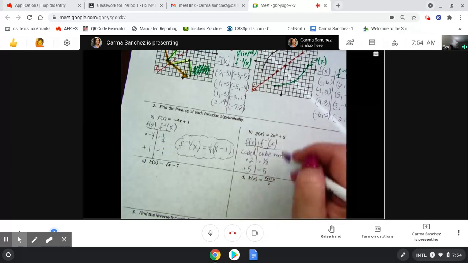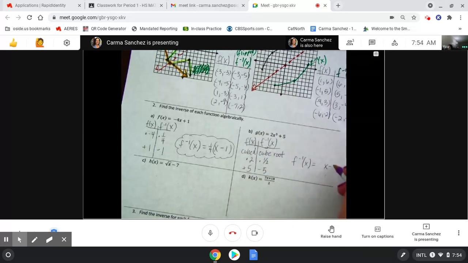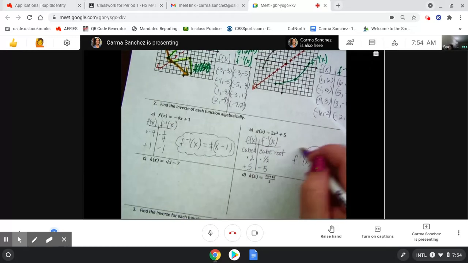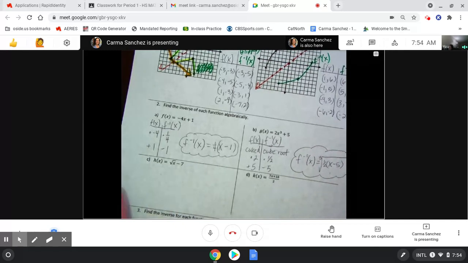So let's go do these steps to our new x. First, we're going to minus 5. Then we're going to multiply by 1/2. Then we're going to cube root it. And there's our function. All right, let's go try this guy.